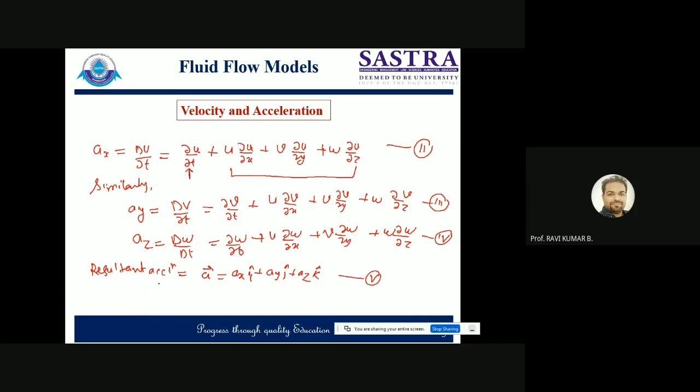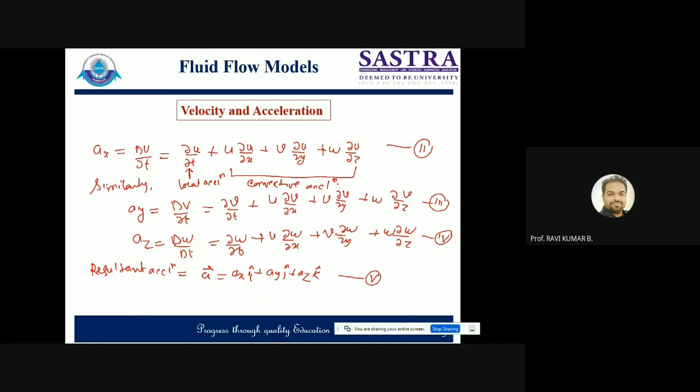So if you add all this, you will have two components in each: one with respect to time, another with respect to space. So we can define two components of acceleration in a single one. One is called convective acceleration, and the other you can say is local acceleration. So this one is called local acceleration. This is called convective acceleration. The definition is very simple. Convective acceleration is the rate of change of velocity with respect to space.